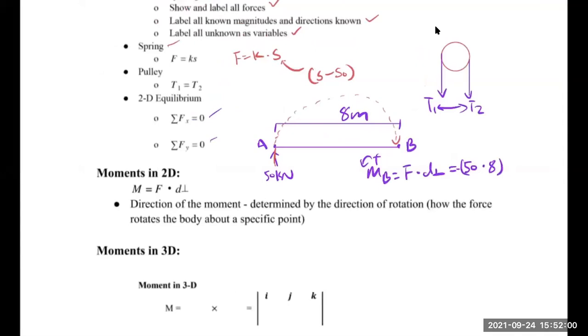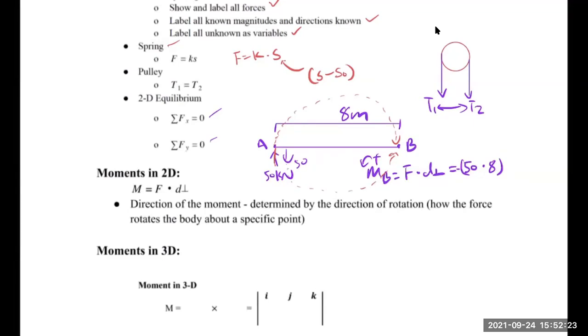But let's say this 50 kilonewtons is acting downward. What I have to do is follow its path to B, which is this way. So that will be a positive moment: positive 50 multiplied by 8.